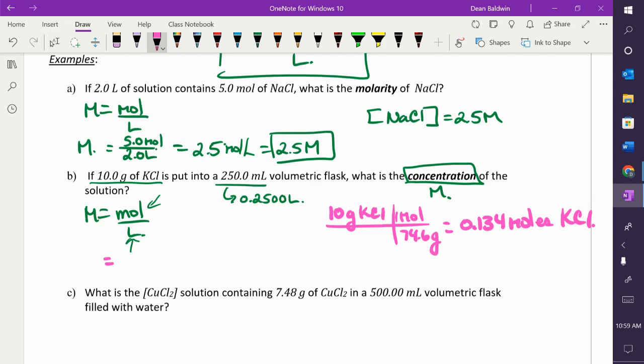So now I have enough information to calculate molarity. I have the moles and I have the liters. Remember, it always has to be in liters. So moles is 0.134. The liters is 0.2500 liters. And if you divide those, you're going to get 0.536 molar.